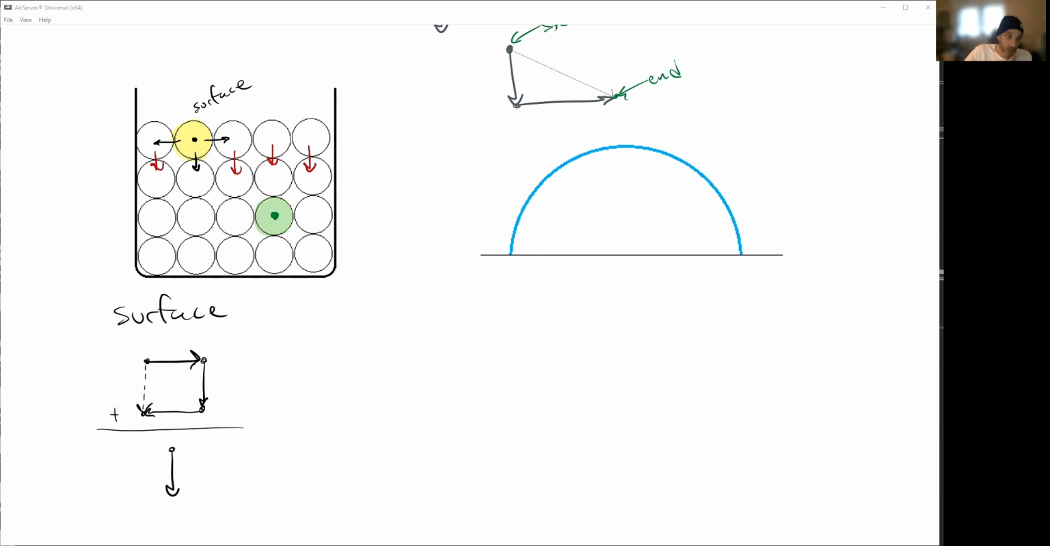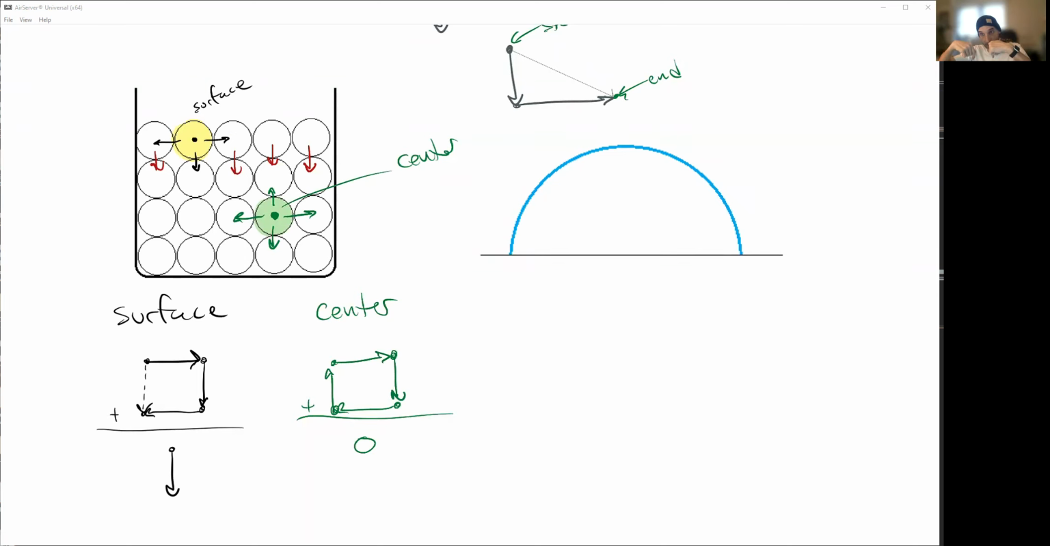The one that is below the surface at the center, or somewhere below the surface, you have it being pulled right, you have it being pulled left, you have it being pulled up, you have it being pulled down, forward and backward. So if I add these vectors together, the net result is 0. So there is no net force on this. So what this means is surface tension: the ones on the surface are being pulled down ultimately, and everything else is just good. There's no net force on it. So it's not being pulled in any specific direction.